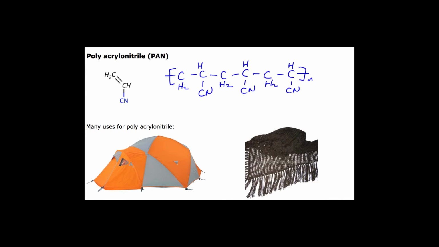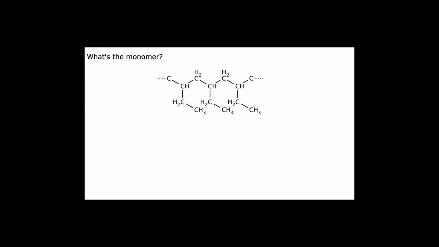So all these examples are polymers that originate from an alkene. You break that double bond, and you can add these small molecular mass molecules together to form long chains. Now, one thing you want to be able to do is identify the monomer. So here's an example. What's the monomer here?